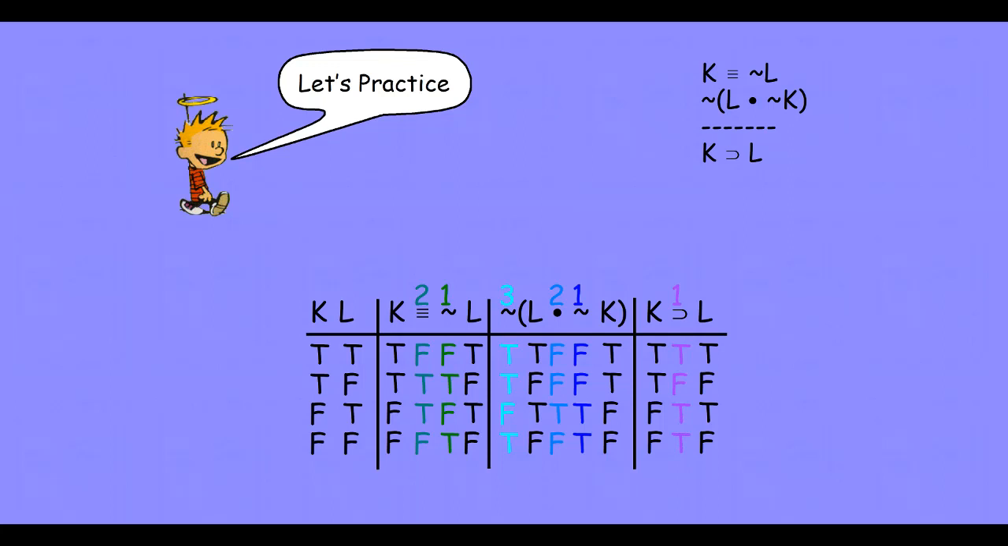We've got one row where our conclusion is false. We look at our two premises under our main connective. Here's our main connective here. That premise is true. Here's our main connective here. That premise is true. Both our premises are true. Our conclusion is false. Our argument is invalid.